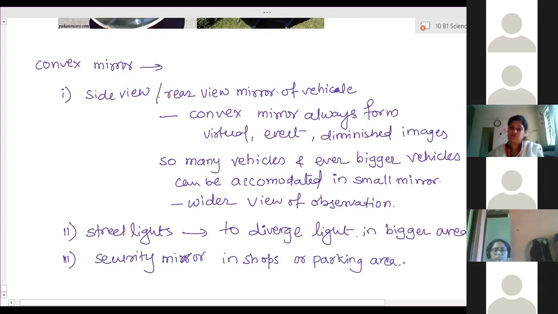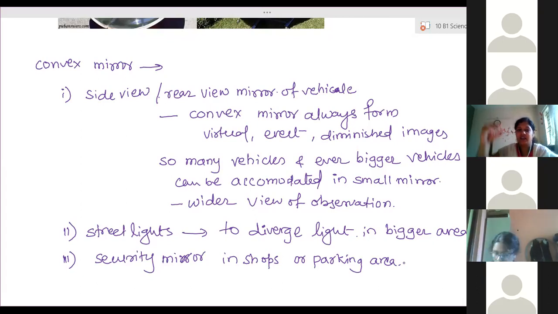Ma'am, like you told, in concave mirror torches the reflectors are concave. So here the reflectors are convex, so that it will diverge the beam of light and spread it out over a larger area. In street lights, the lamp is at the top and it has to cover a larger area below it. Clear?